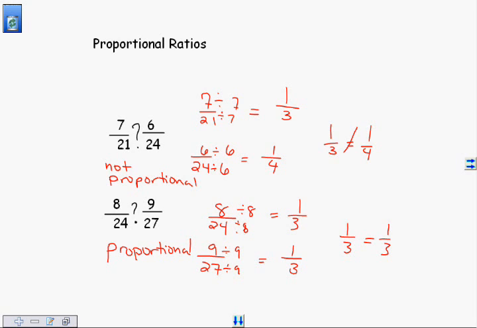Now there is another way to do this. If you have a hard time simplifying stuff down, finding the greatest common factor of the numbers, or let's say the numbers are just so large that you just don't even know where to start when it comes to simplifying it, you could do cross products.